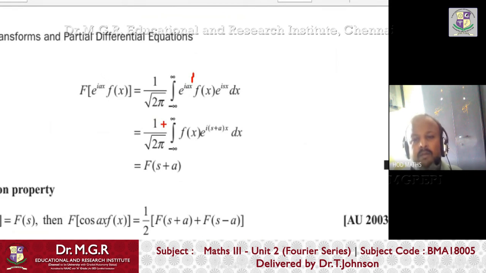Whenever you write e power minus iax f of x, by definition, since f of x is a function of x, e power iax into f of x is again a function of x only. So by definition, they're writing this. Then they do a simple thing, right?